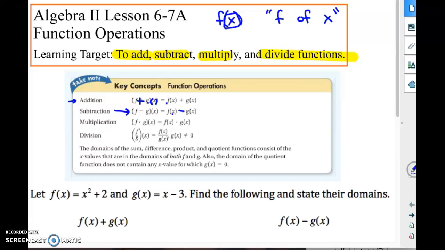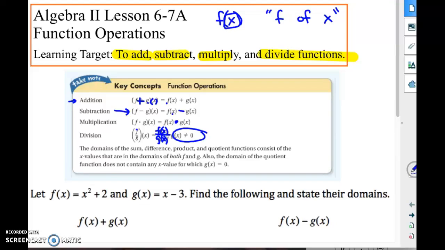Subtraction works the same way, f of x minus g of x. When we're multiplying, then we do the little times symbol. And when we're dividing, f divided by g, then you put the f on top and the g of x on the bottom.